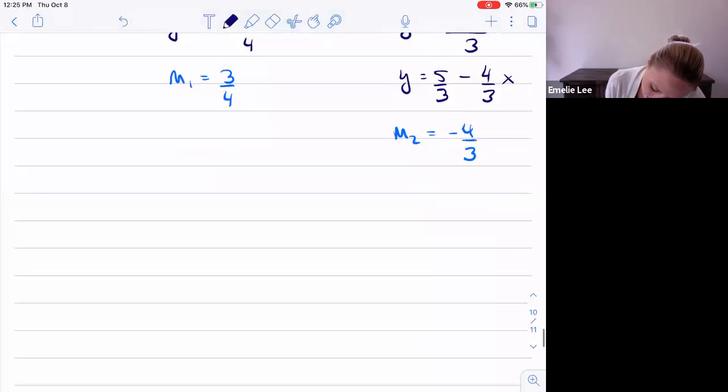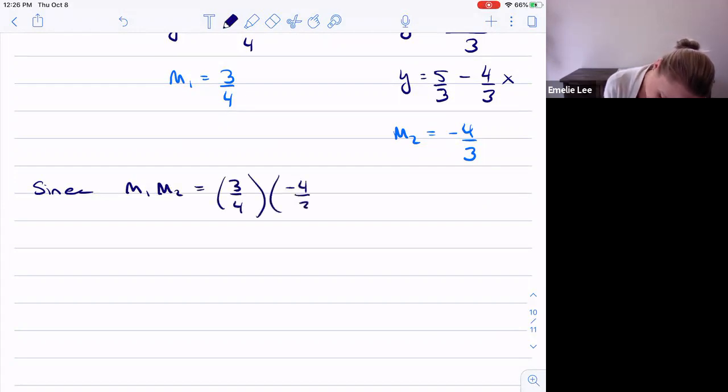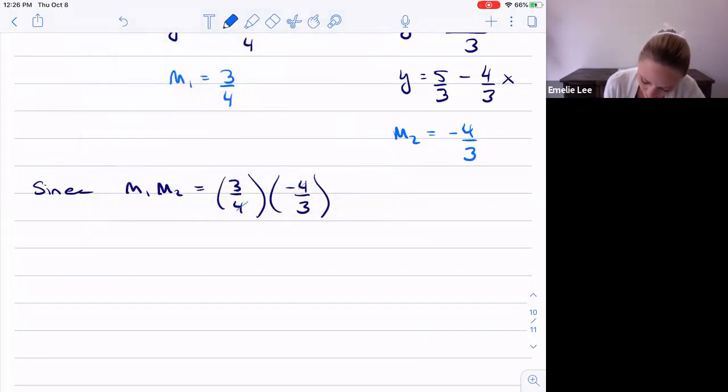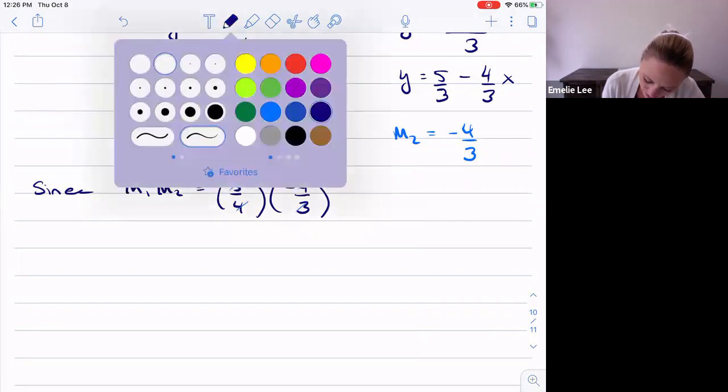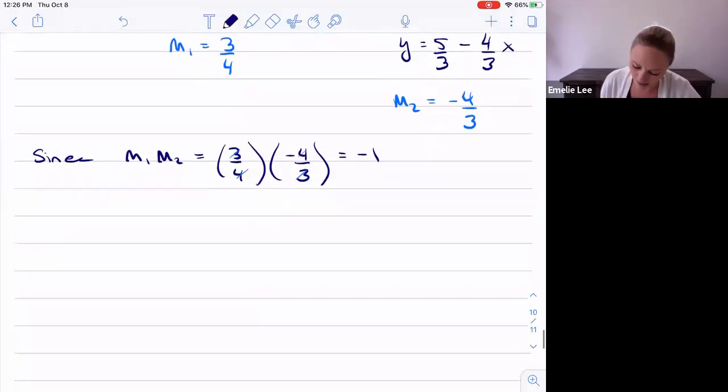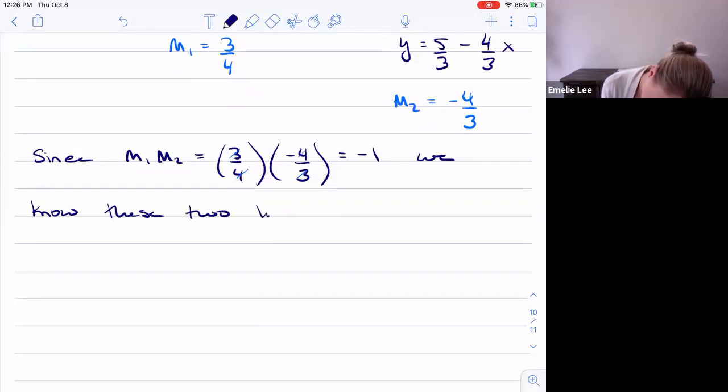So what I'm going to do is I'm going to say, since m1 times m2 is 3 over 4 times negative 4 over 3, and I'll just show here, 4 and 4 cancel, 3 and 3 cancel, so I'm left with negative 1, we know that these two lines are perpendicular.